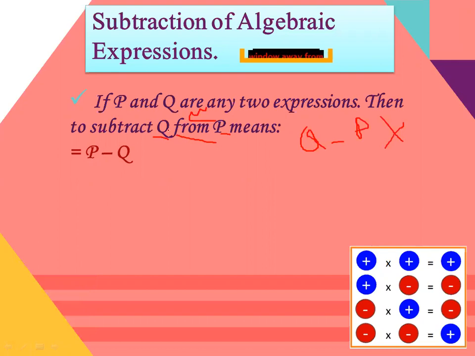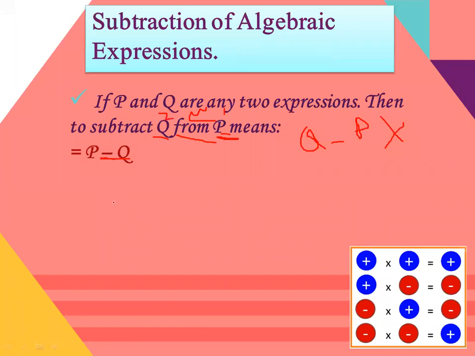You will write p first. You are going to write this p first, then p minus q. So the one from which you have to subtract will be the first term, your first expression, and this will become your second expression, which will always have the minus sign.